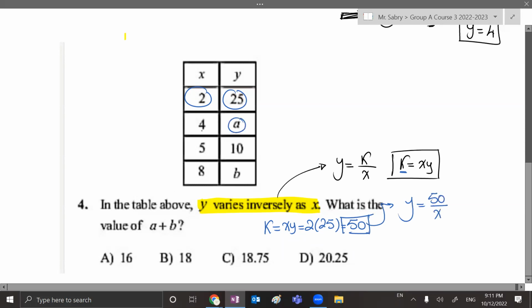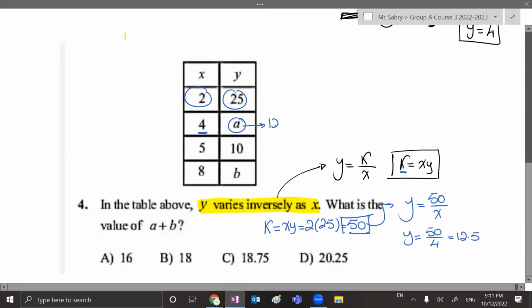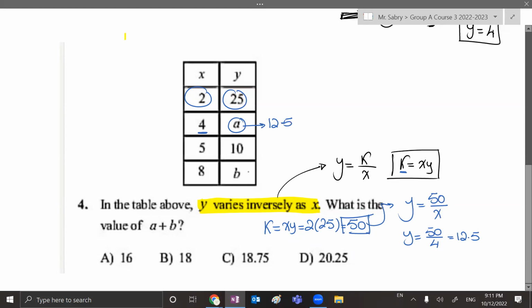If they want me to find a, I'll put x with 4. So y is equal to 50 over 4, which is 12.5. So then a is equal to 12.5. If they want me to find b, I'll substitute x with 8. So y is equal to 50 over 8, which will be 6.25. So then b is 6.25. They want me to find a plus b. So 12.5 plus 6.25, that's 18.75. C is the correct one.